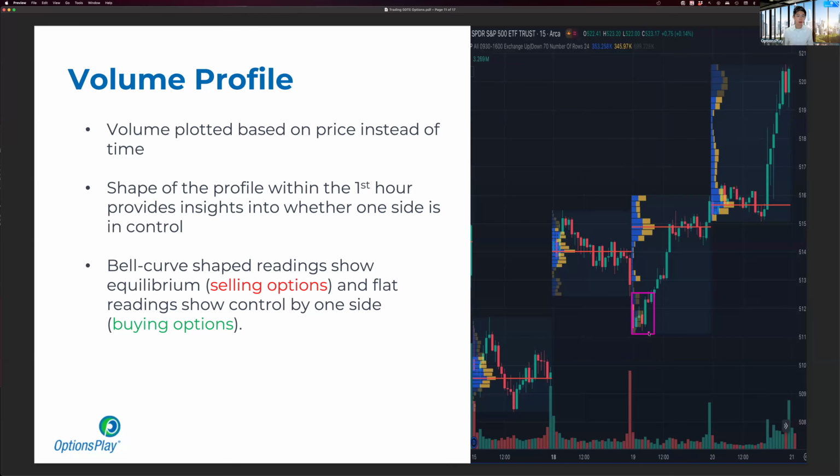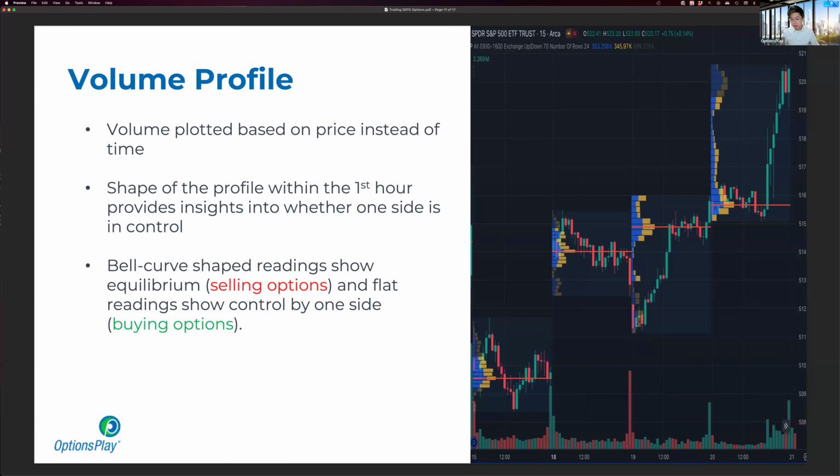And the way you think about volume profile is that if you start to see this bell curve shaped reading in that first hour, that gives you a good sense that at least for the first hour, there isn't a strong side that has control. You have that bit of equilibrium. Those are opportunities to be an option seller for that day, versus when you have a flat reading and you can clearly see control by one side, those are opportunities to potentially be a buyer of options on those days.